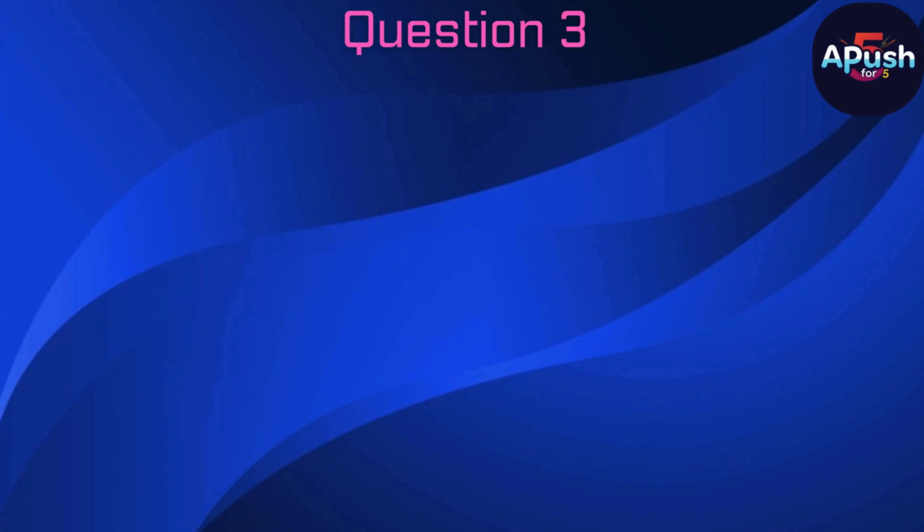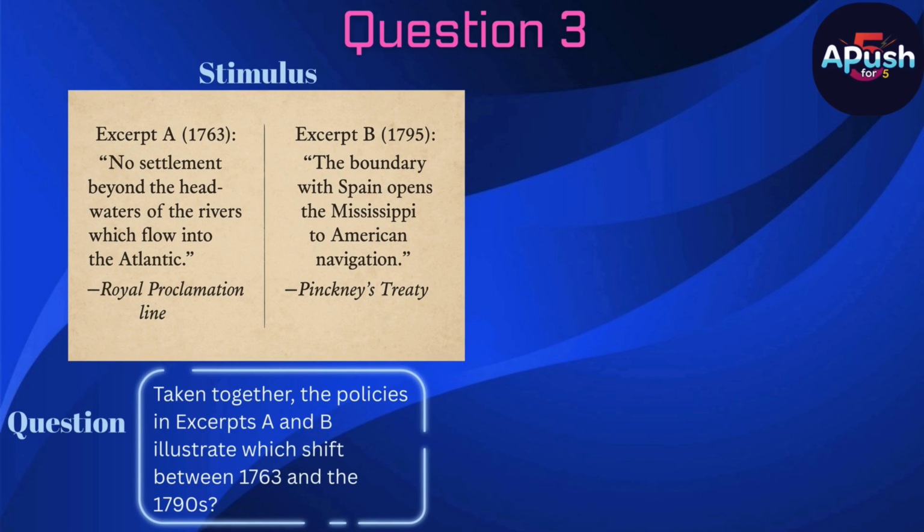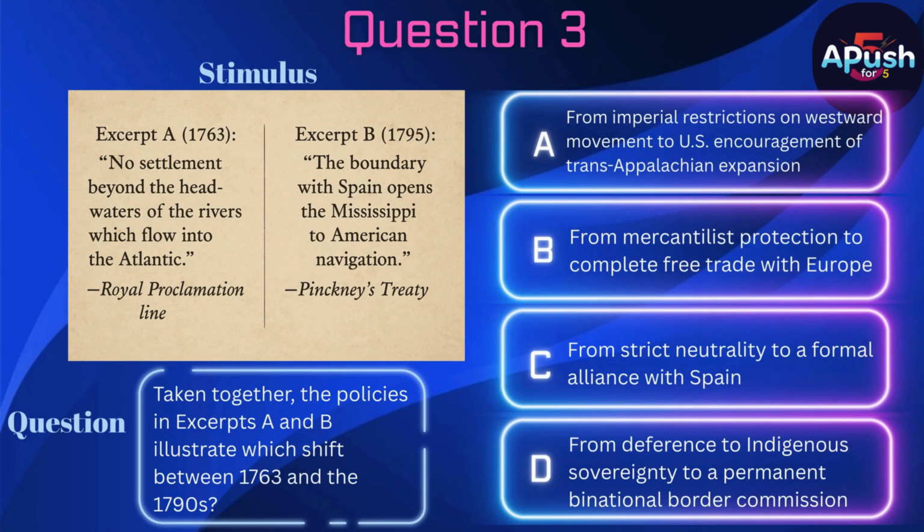Question 3. Stimulus. See excerpts. Taken together, the policies in excerpts A and B illustrate which shift between 1763 and the 1790s? A. From imperial restrictions on westward movement to U.S. encouragement of trans-Appalachian expansion. B. From mercantilist protection to complete free trade with Europe. C. From strict neutrality to a formal alliance with Spain. D. From deference to indigenous sovereignty to a permanent binational border commission.